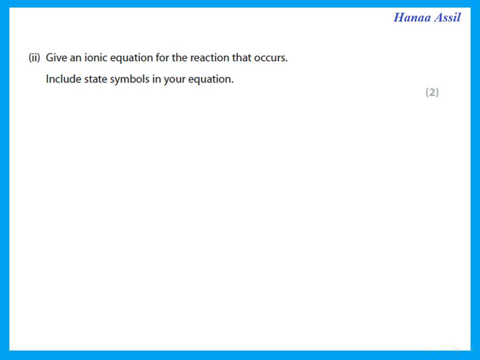Give an ionic equation for the reaction that occurs. So he's saying, what are we reacting? We're reacting sodium sulfate solution with barium chloride solution. This gives me a precipitate of barium sulfate. The other product would be sodium chloride, and you need to balance. So this is the balanced equation, but he doesn't want that. He wants the ionic.